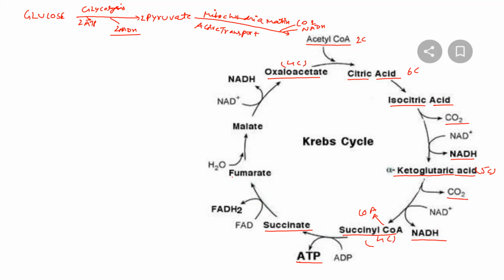Then succinate converts into fumarate. Okay. Here no oxidation will take place. All these are 4 carbon molecules. Okay. So when succinate converts into fumarate, one FADH2 is produced. Okay. Then fumarate converts into malate and then malate converts into oxaloacetate. Here again one NADH is produced. Okay. So this is the Krebs cycle.